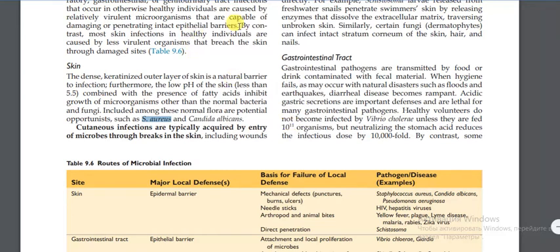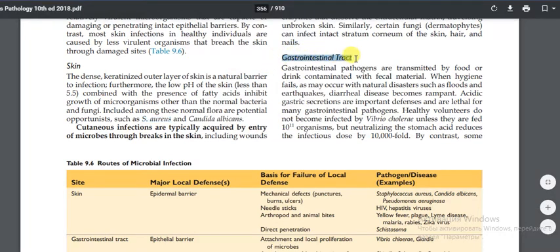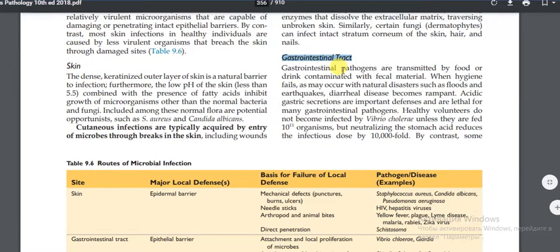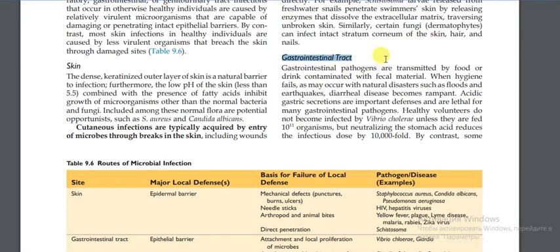Okay, then the gastrointestinal tract. How does the gastrointestinal tract affect our body? How can our gastrointestinal tract be contaminated with bacteria? There are a lot of gastrointestinal bacterial infections. They usually have one common consequence: diarrhea. You heard about it.